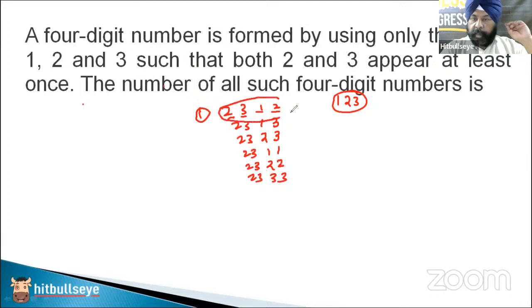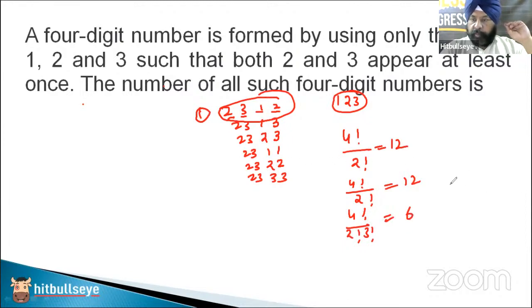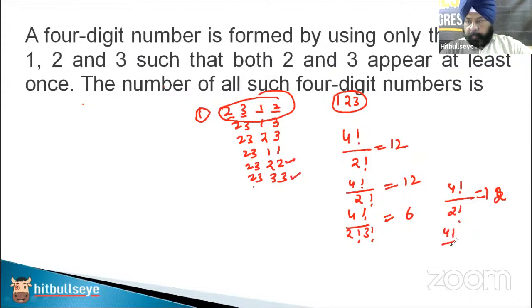Now these have to be shuffled. I hope you know the Mississippi method. The first case is 4 factorial by 2 factorial, that is 12. The second is 4 factorial by 2 factorial, that is 12. The third case is 4 factorial, where 2 is repeated twice and 3 is repeated twice, that is 6. The next one is 4 factorial by 2 factorial, that is 12. And one case is 2 with triple 3, and triple 2 with 3, and these will be 4 cases each. So 12, 12, 6, 12, and 4, 4, and the total comes to 50 cases.